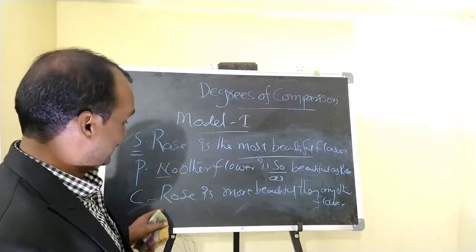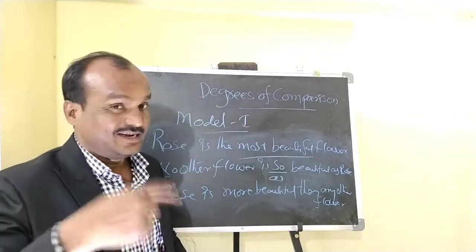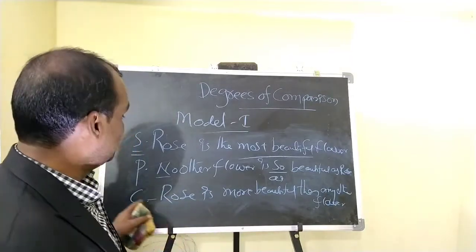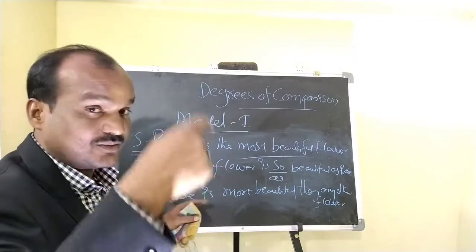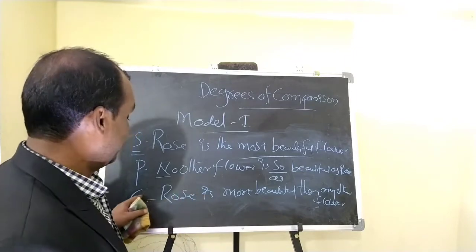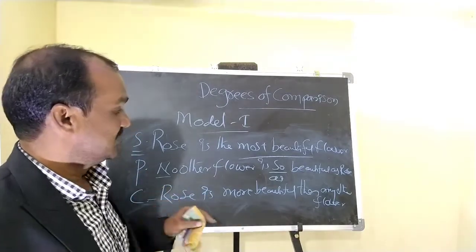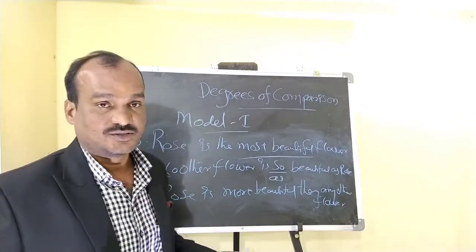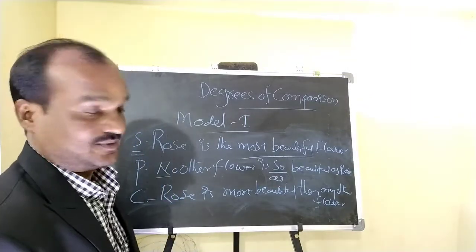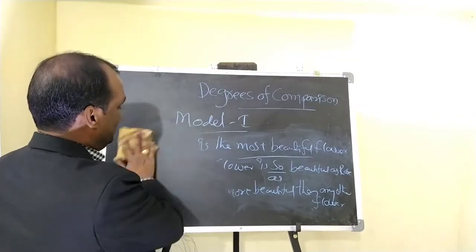And if you are given, rose is more beautiful than any other flower, and asked to change it into superlative degree, it is: rose is the most beautiful flower in the world. And if you are asked to change it into positive degree, no other flower is so beautiful as rose. And you take another example. I'll convince you with another example.